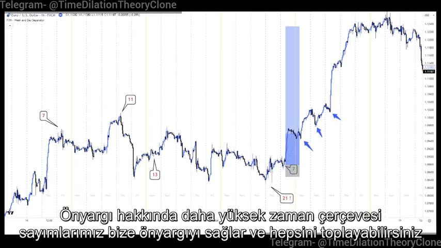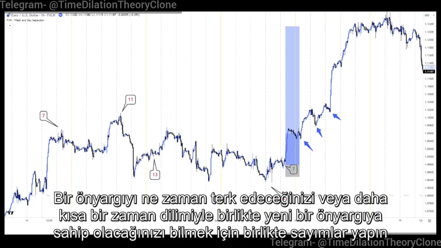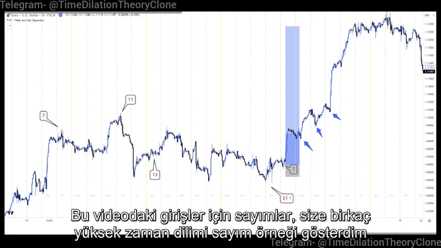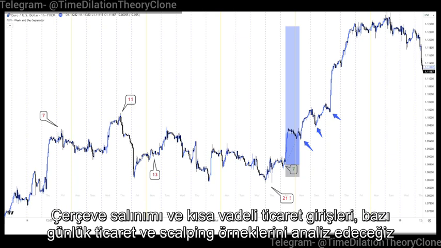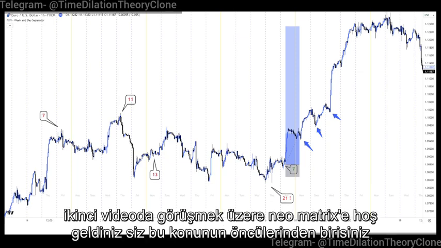me about the bias. Our higher time frame countings provide us the bias, Neo, and you can gather all countings together to know when you will abandon a bias or have a new one, coupled with lower time frame countings for the entries. In this video, I've showed you a couple of higher time frame counting examples to frame swing and short-term trade entries. We're going to analyze some day trade and scalping examples in the second video. See you in the next video, Neo.